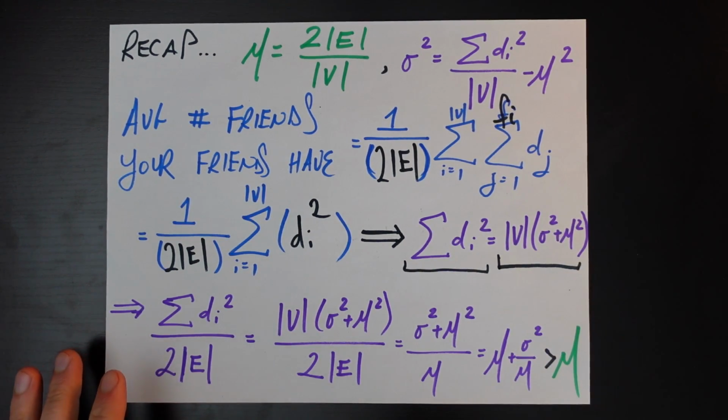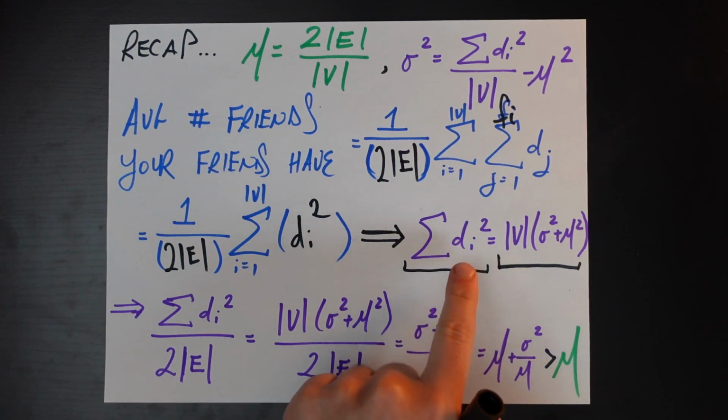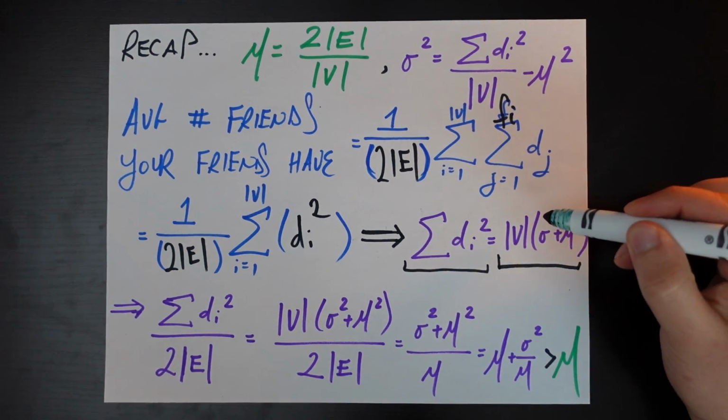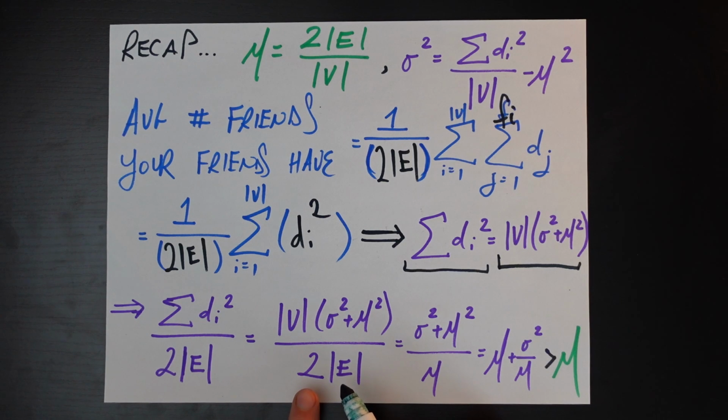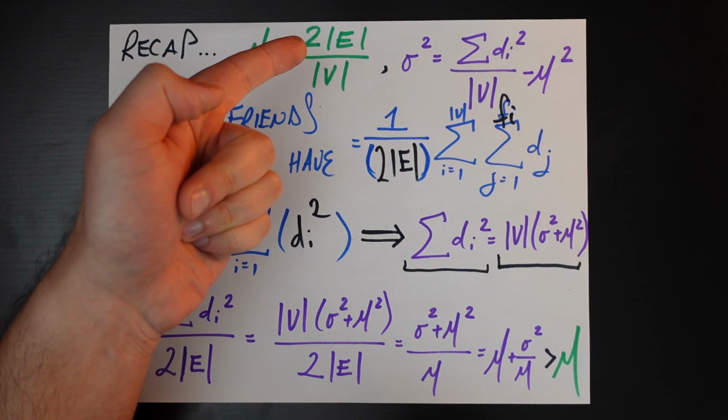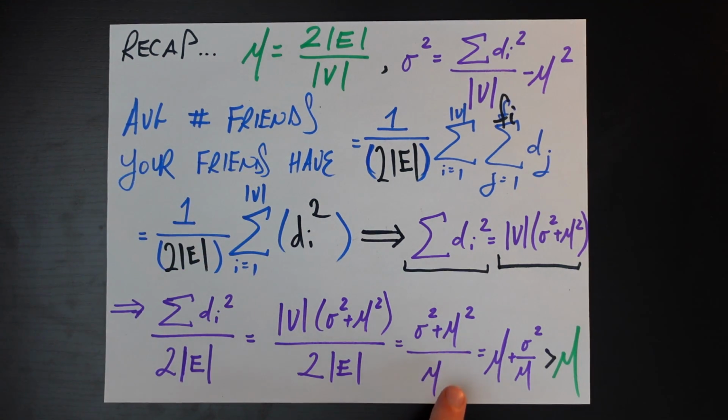So that means that if I were to take this quantity, the sum of the squared degrees, and divide that by 2 times the number of edges, then that's going to be the same as dividing this right-hand side by 2 times the number of edges. And now we make one last observation. What is v divided by 2e? Well, if you flip that, you see that that's exactly mu. And so that means we can put mu in the denominator here. And so all of this simplifies to sigma squared plus mu squared divided by mu, which again, you can just break up the top part and put the denominator on both of these terms. And you get this is equal to mu plus sigma squared divided by mu.